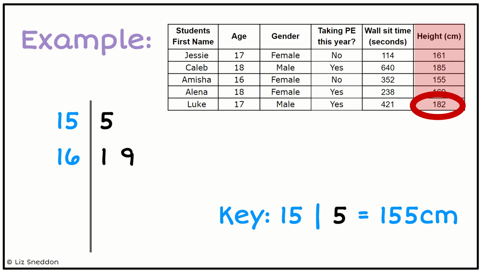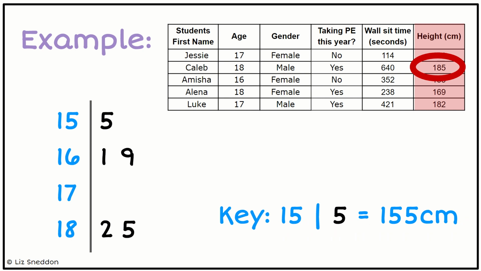Then my next number is 182, but if I look at my stem, I've got 15, 16, and normally 17 would come next. So I need to put that 17 in. I don't have any data there, but I need to have it. Now I'm going to split my 182, and lastly I'm going to split my 185.